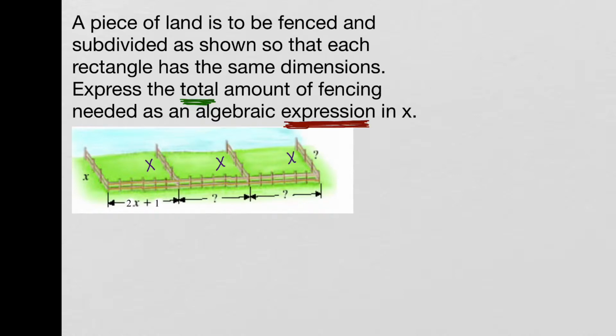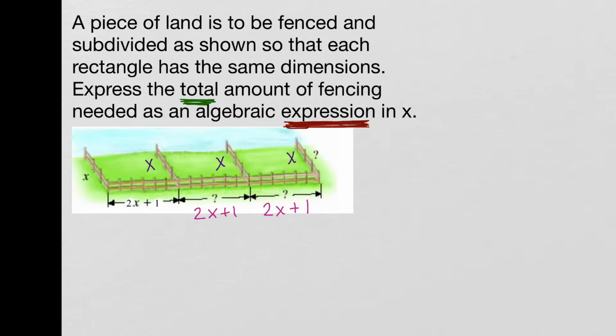In the same way, we'll look at the rest of the fence. So if this length of the fence is 2x plus 1, then this length of the fence is also 2x plus 1. So I'll label that. And again, since it's divided equally, this length of the fence is also 2x plus 1.